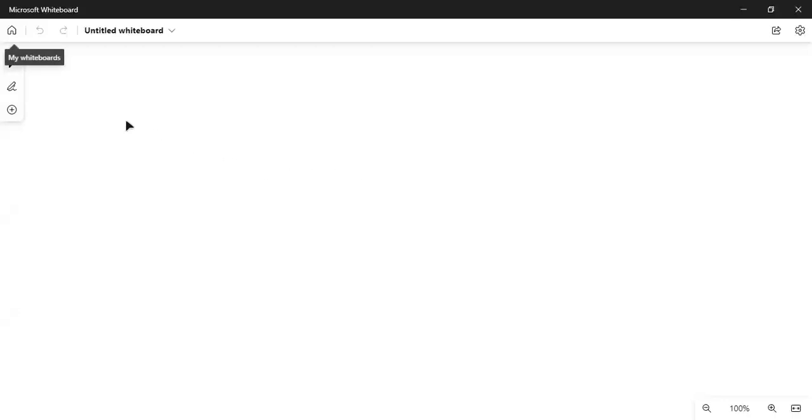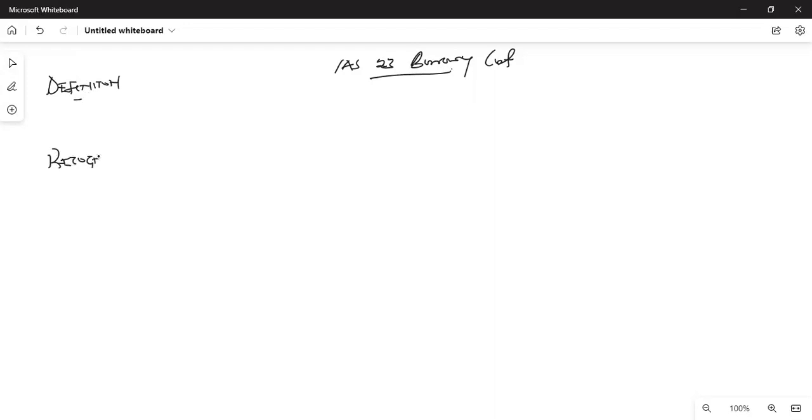So we now come to what we want to do today, and we want to tackle IAS 23, borrowing cost. Like I always do, we are going to look at the definition. We are going to look at recognition. And especially under this borrowing cost, we are going to consider some concepts. Recognition.